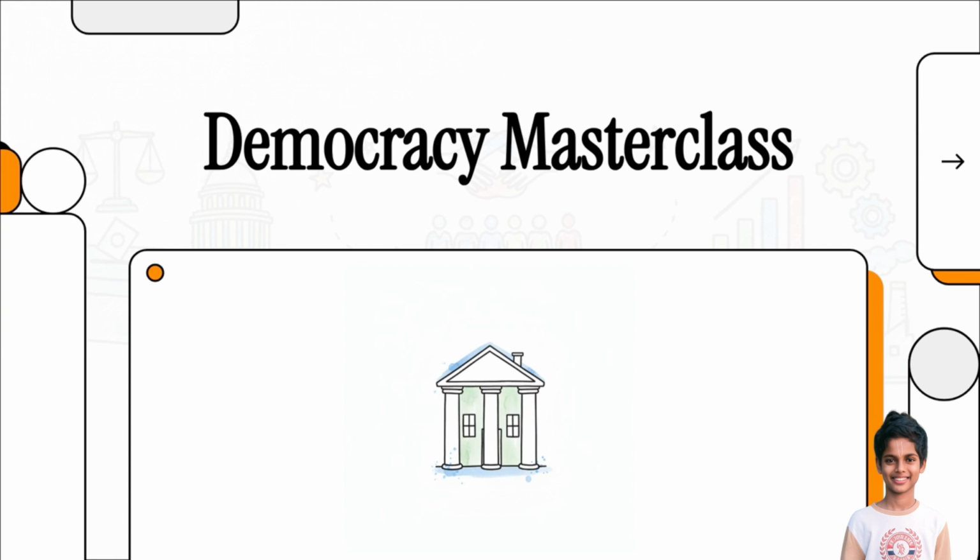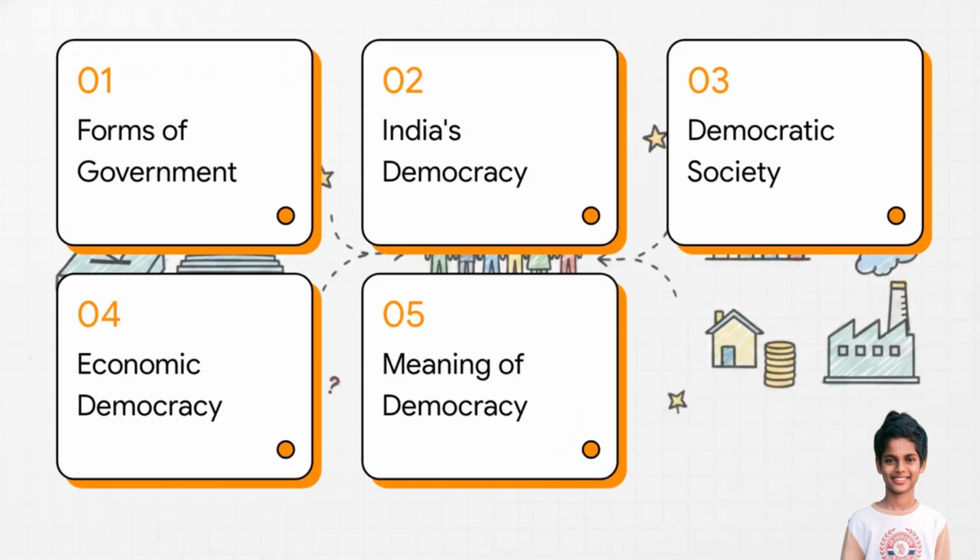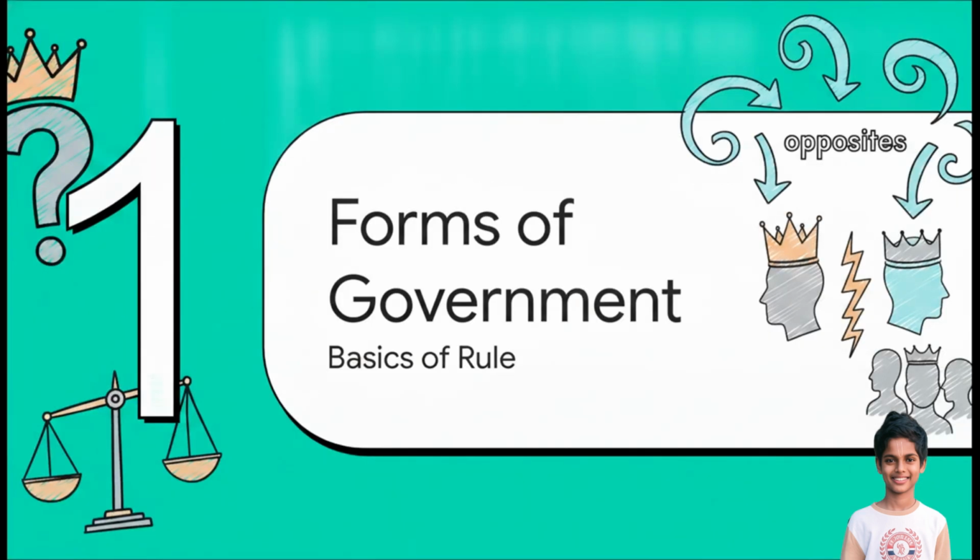Let's get to it. All right, so here's our game plan for today, Venkat. We'll start with forms of government, then move on to India's political democracy, building a democratic society, achieving economic democracy, and finally, we'll tie it all up with the true meaning of democracy. Section 1. Forms of government. Understanding the basics of rule.